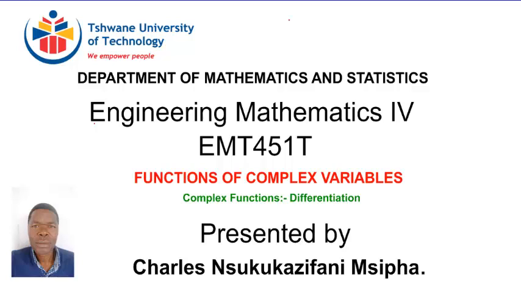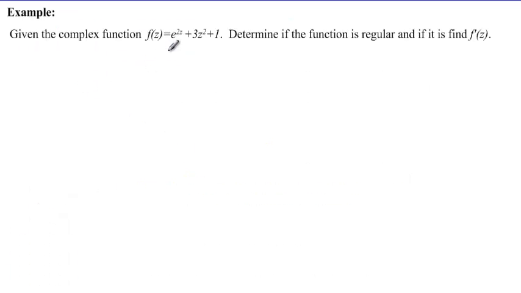Welcome to another presentation of an example of checking whether the function is analytic and then later determining the derivative of the given function. Our exercise here is as follows. Given the function f of z is equal to e to the power 2z plus 3z squared plus 1, determine if the function is regular, and if it is, find f prime of z. So remember that regular is equivalent to analytic. Now let's present our solution as follows.